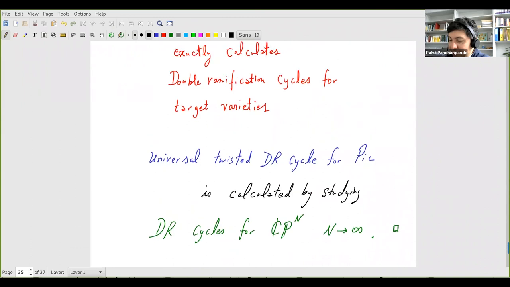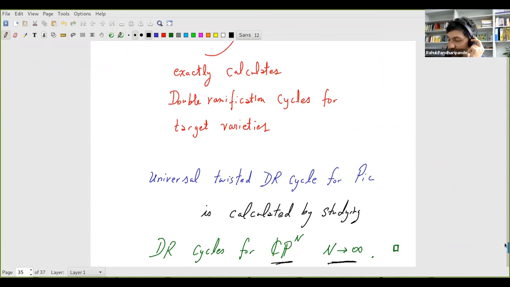And so I think it's fair to say that in some sense this universal twisted case for the universal Picard is calculated by studying these DR cycles for CP^N as N goes to infinity. As I said, this is in some sense not a surprise because of what I said about CP infinity being the classifying space of C star. So that's kind of the sketch of the proof there.